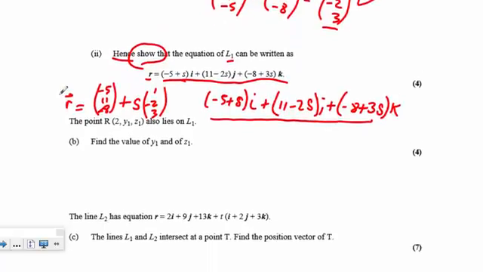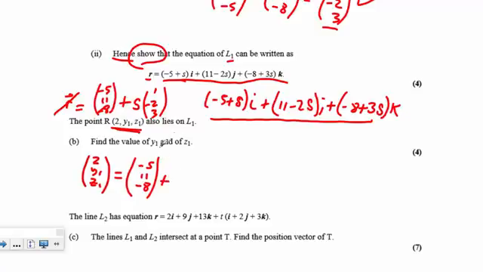They've given me another point that lies on L1. So this is the equation for L1, and they're giving me a point on it. So I'm going to use this point and substitute it for R right there. So I'm going to have 2, y1, z1 equals -5, 11, -8 plus, I do not want to use S, I'm going to use a different letter because S looks like a 5 to me. I'm going to use W. I'm going to say W times 1, -2, 3.